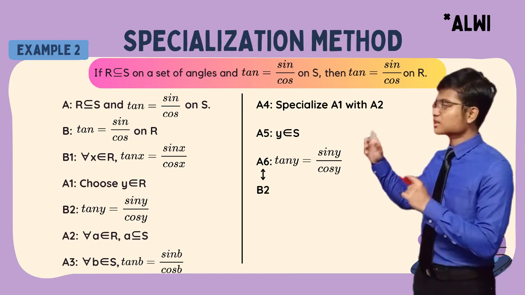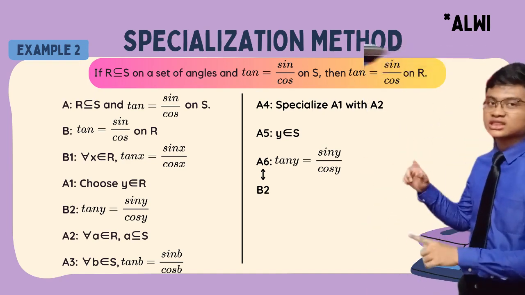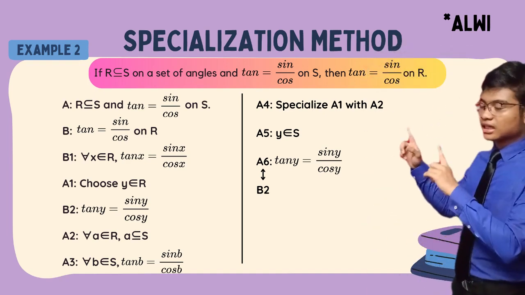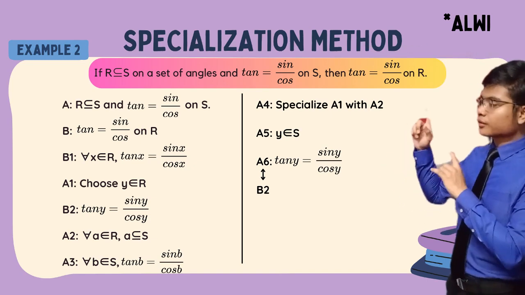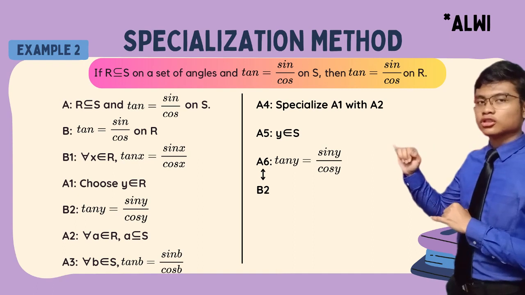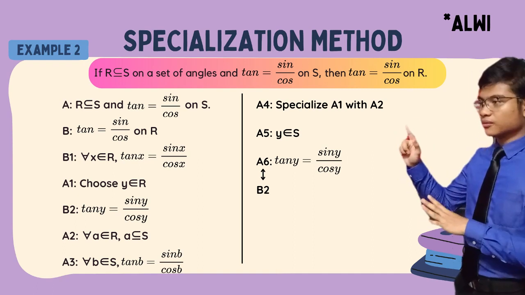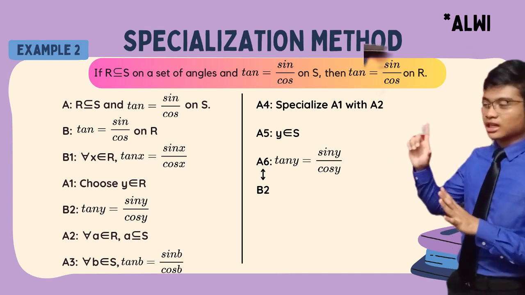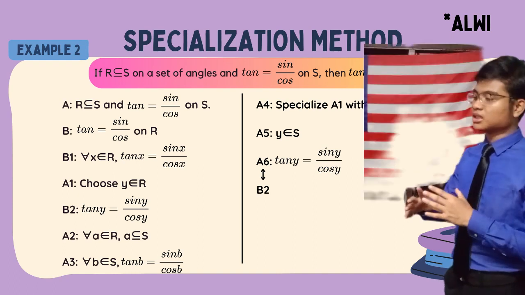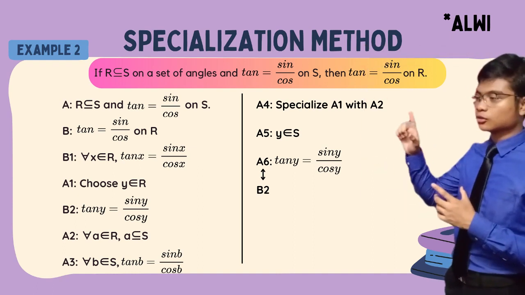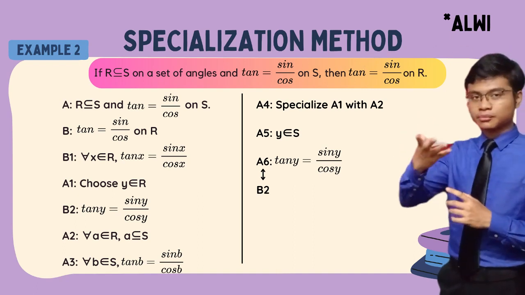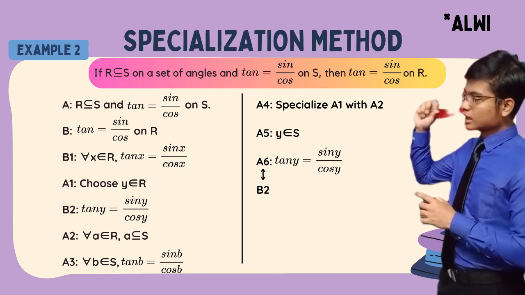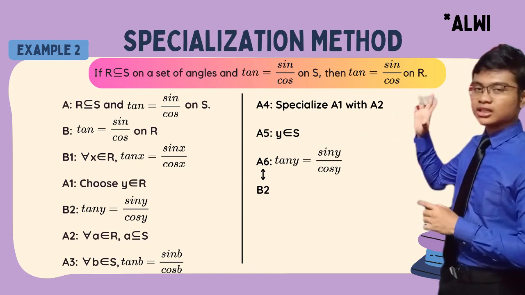The final example states that if R is a subset of S on a set of angles and tangent equals sine over cos on set S, then tangent equals sine over cos on set R. That is the statement, of course. The hypothesis, or rather A, would be R subset of S and tangent equals sine over cos on set S. And the conclusion, or rather B, would be tangent equals sine over cos on set R.